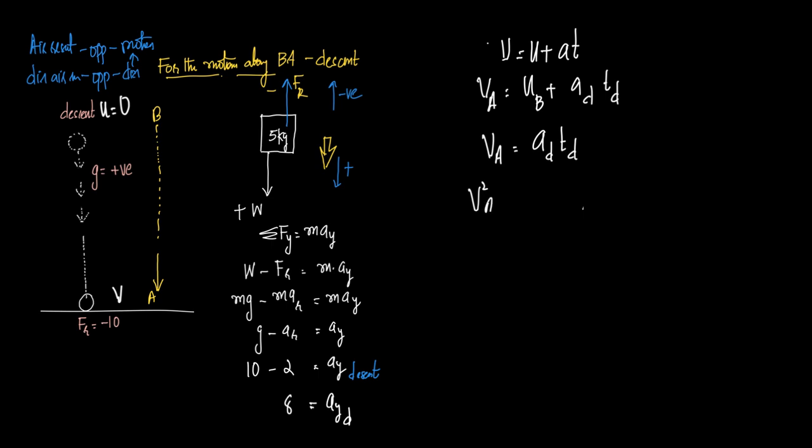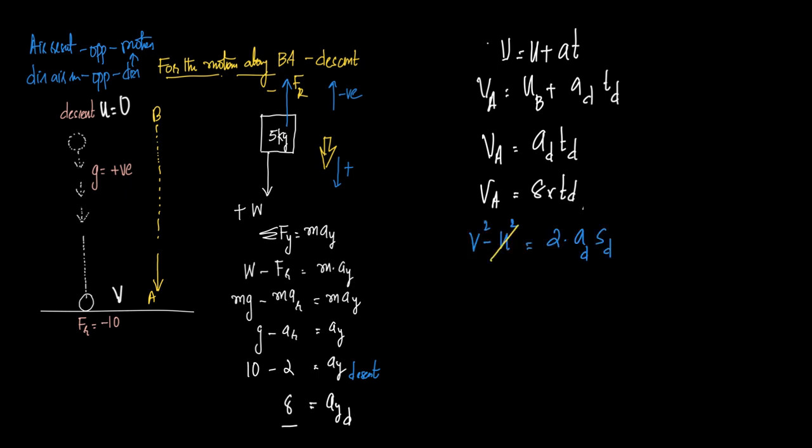Therefore, we can say that what is va? Va would therefore be equal to, what is ad? Ad we derived as 8 into td. Now see, what is the next equation of motion we're going to use here? V square, we can use v square minus u square is equal to 2as, acceleration of descent into displacement during descent, right?